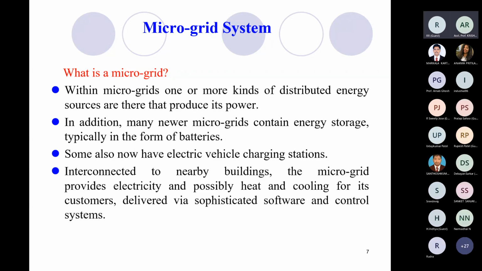Now, interconnected to nearby buildings, the microgrid provides electricity and possibly heat and cooling for its customers, delivered by sophisticated software and control systems. As I have already mentioned, we are making some advancements to run this system. Sophisticated software and control systems using power electronics are nowadays used while supplying electricity to the customers.